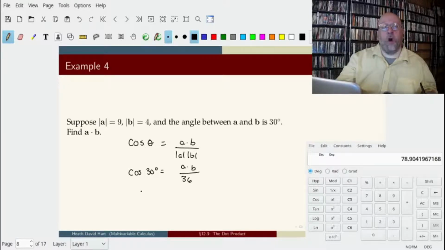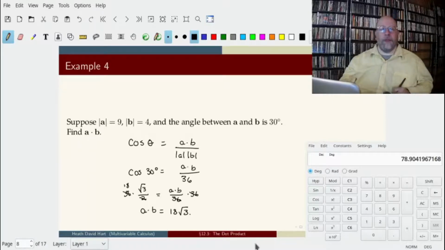The cosine of 30 is the square root of 3 over 2. And so we'll multiply both sides by 36. The 36's cancel on this side, and they leave 18 on this side. And so the dot product of A and B is exactly 18 times the square root of 3. We're just using the angle to find the dot product instead of using the dot product to find the angle. All right.